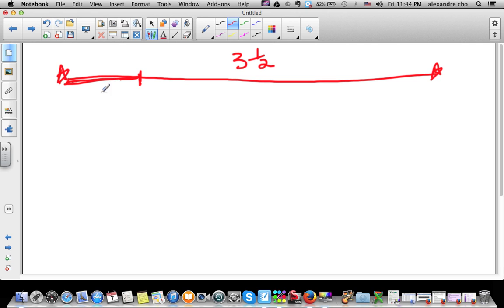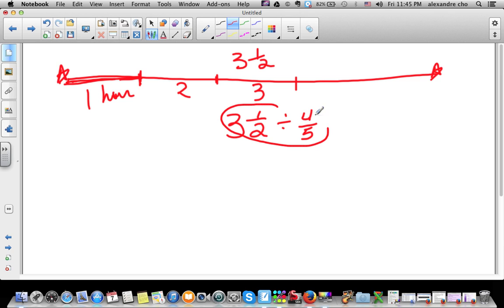So if I walk 4/5 of a mile, it's 1 hour. I walk another 4/5 of a mile, it's 2 hours. I walk another 4/5 of a mile, 3 hours, and so forth until I reach the park. So notice that I'm trying to see how many times 4/5 goes into 3.5. So a number sentence for this problem is 3.5, which is the distance from my house to the park, divided by 4/5. Every time I walk 4/5, it's an hour. So try to find out what the answer to that is.